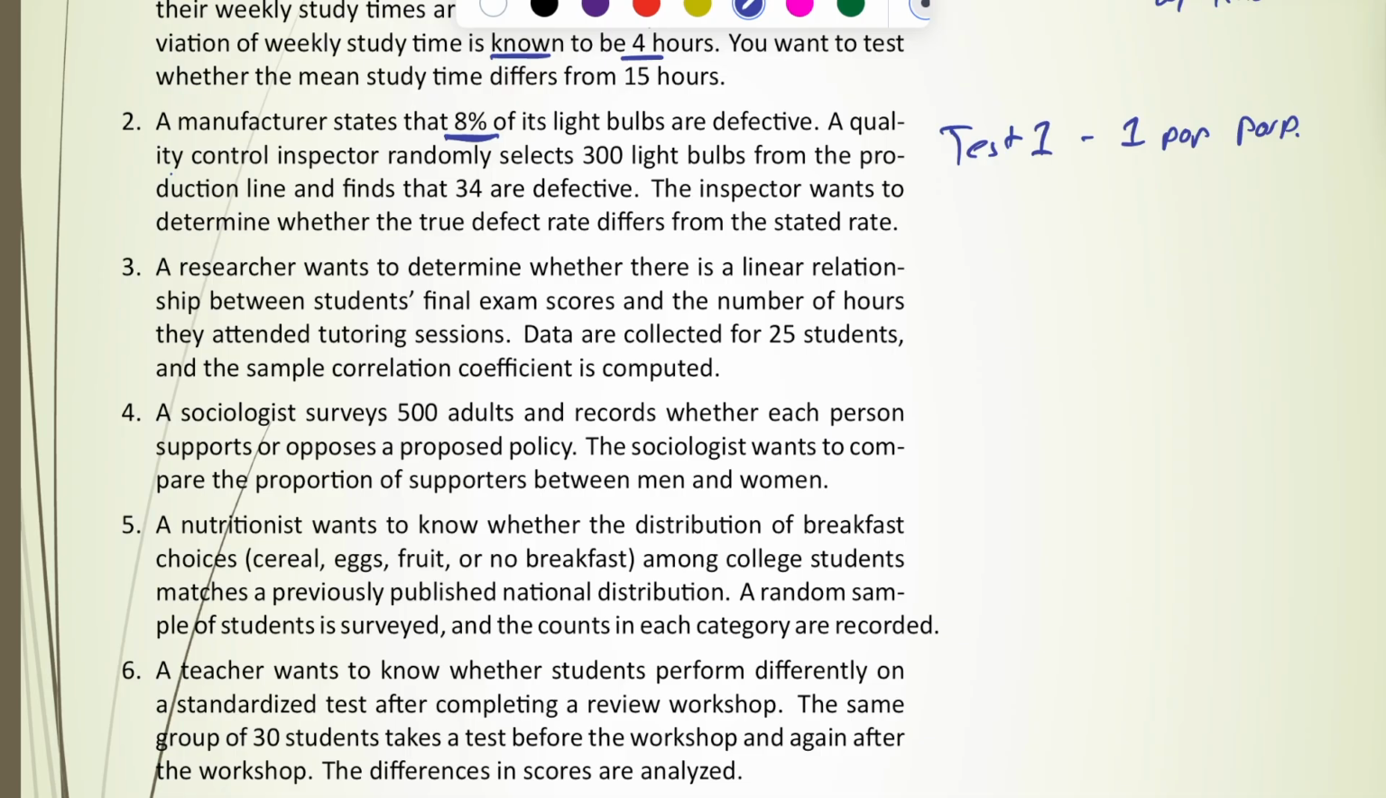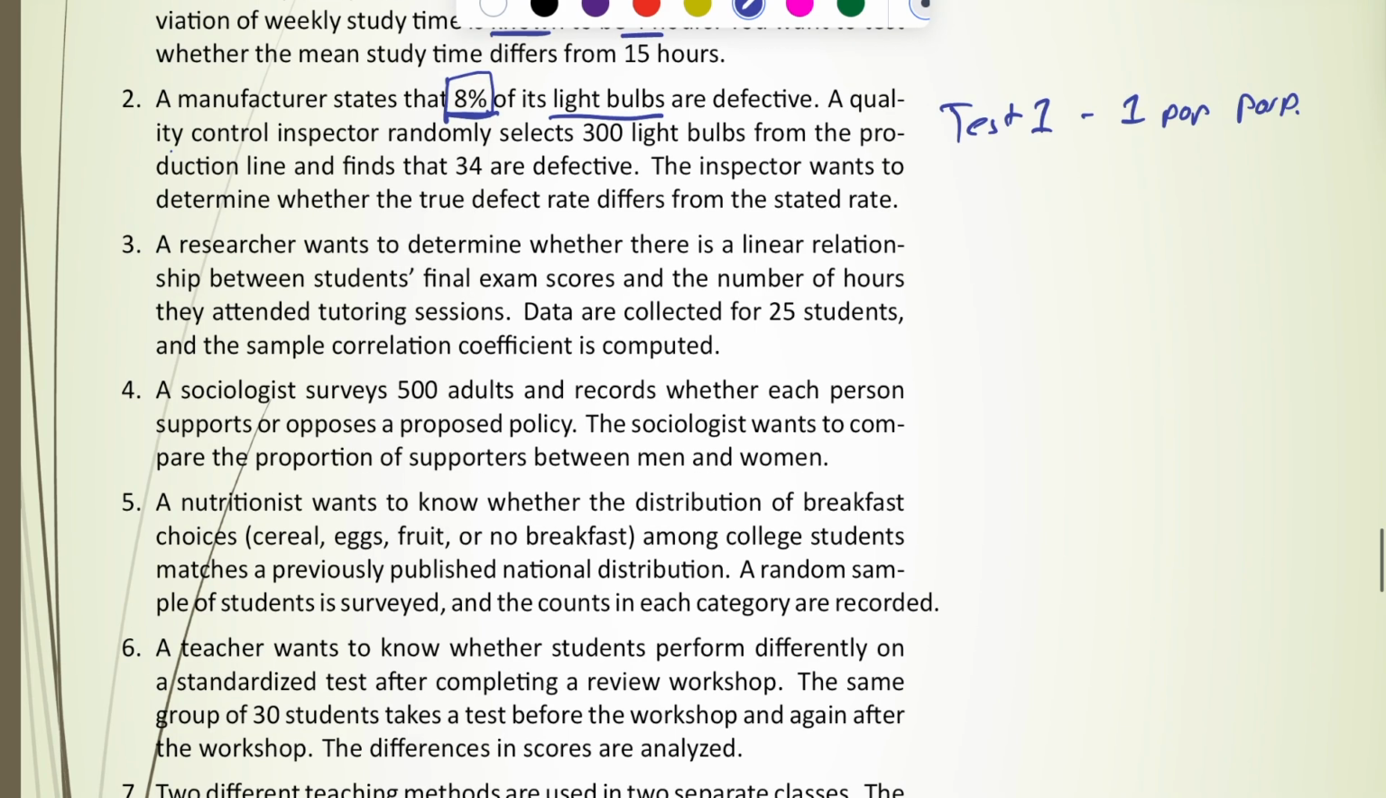One population, a single batch of light bulbs, and a proportion, 8%, the defect rate.